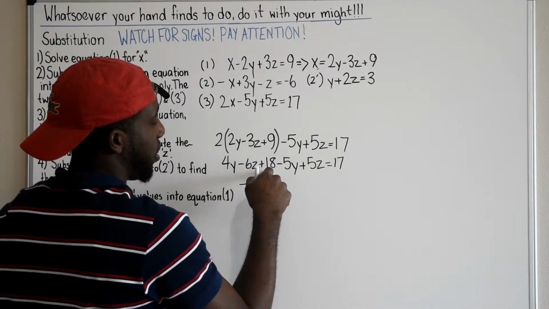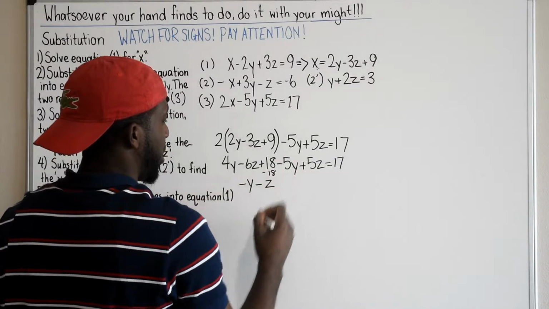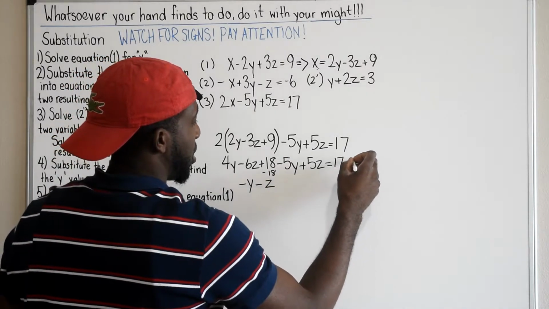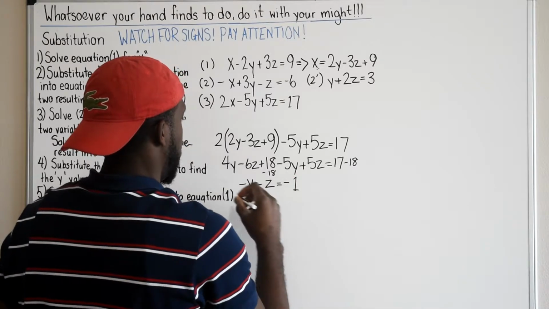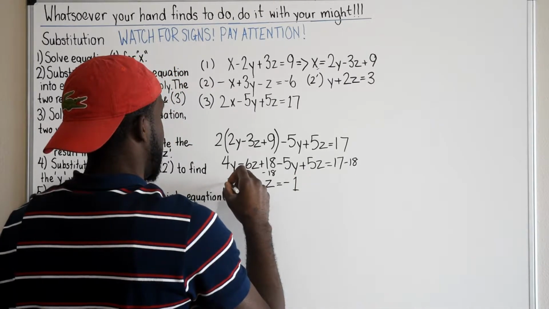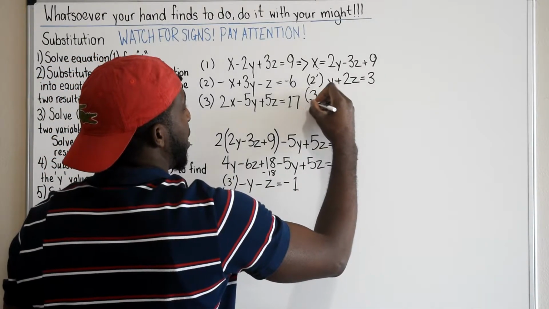I want to get rid of it and put it on the other side. So I'm going to subtract 18. I'm going to subtract 18 on this side. So now I have negative 1. All right, and this is my 3 prime equation. Okay, so now I have 2 prime and 3 prime.